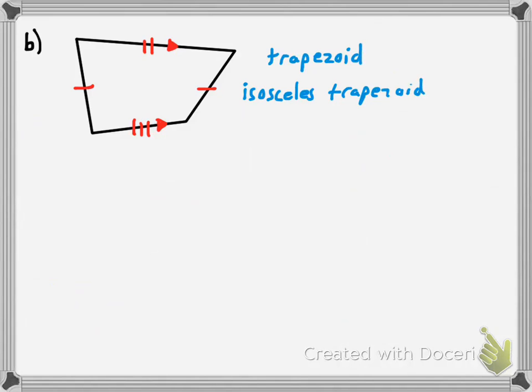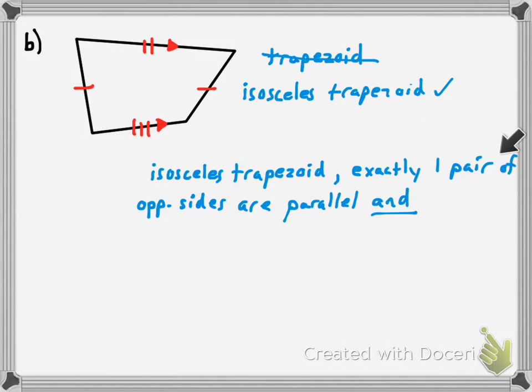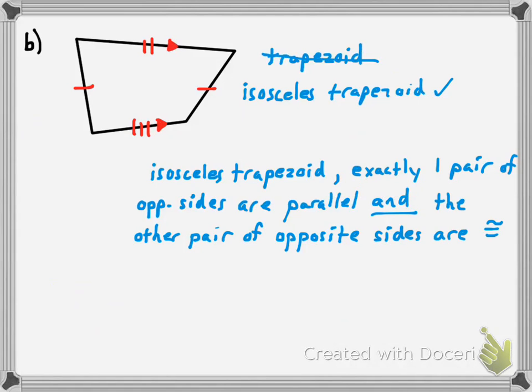Well, if these are the parallel sides, that makes these sides the legs, and I've shown you that the legs are congruent to one another. So that means this is an isosceles trapezoid, and it's not just a regular trapezoid. And we'll say it's an isosceles trapezoid because exactly one pair of opposite sides are parallel, and the other pair of opposite sides are congruent. Now remember, if you had one pair of parallel sides that were also congruent to one another, that would make a parallelogram. But one pair of sides are parallel and the other pair of opposite sides are congruent. That makes an isosceles trapezoid.